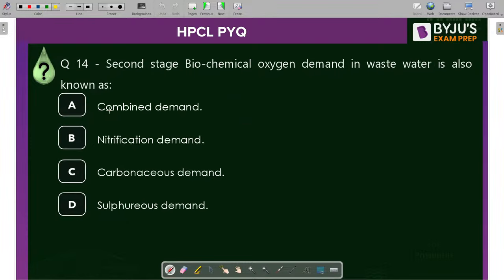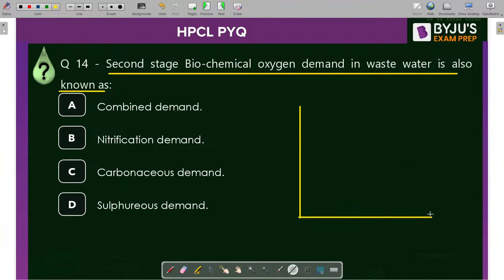Okay, very nice. Now let's move to the next question, guys, which is related to your environmental engineering. The second stage BOD in the wastewater is also known as what? What do you mean by second stage BOD? Till that, I will draw the graph. Please let me know the correct answer.